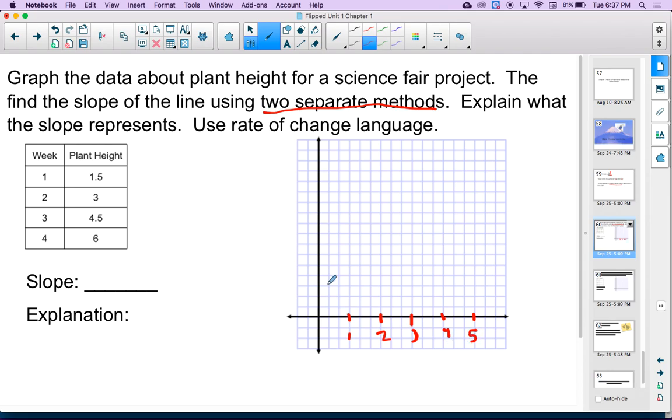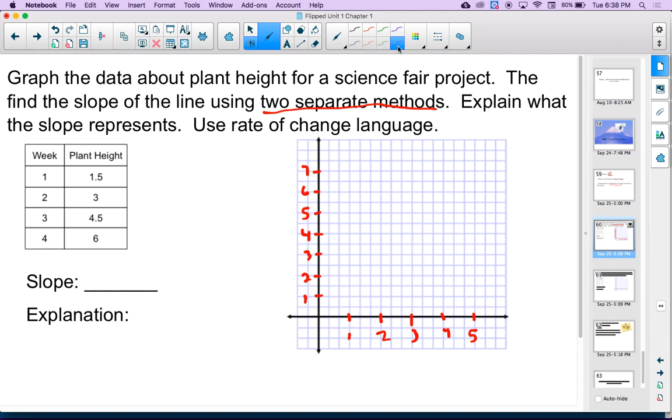The plant height we'll put on the y-axis. And we can go 1, skip 2 spaces, 2, skip 2 spaces, 3, skip 2 spaces, 4, skip 2 spaces, 5, skip 2, 6, skip 2, 7, and that should be enough for us.